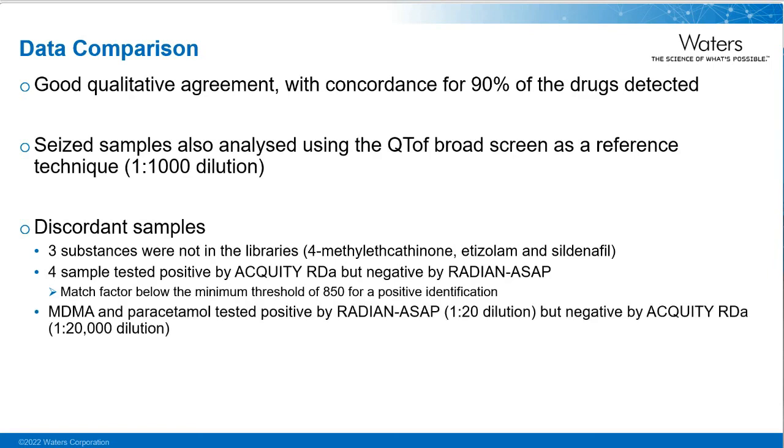MDMA and paracetamol tested positive on the RADIAN-ASAP but were negative on the ACQUITY RDa detector. Further interrogation of the RDa data indicated the presence of a small chromatographic peak. The data was submitted for structural elucidation using the software, and it did propose MDMA as a plausible identification. The second discordant sample was also subjected to the same degree of investigation and was proposed as paracetamol.